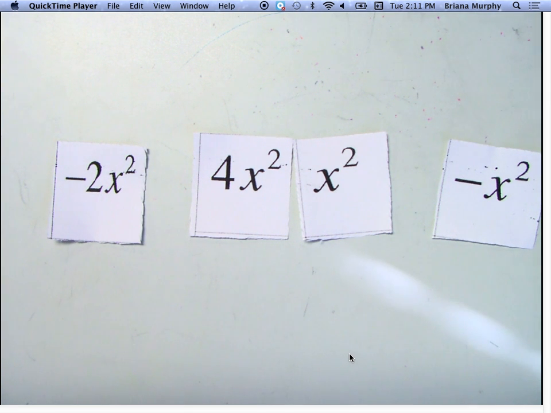So let me ask you this. If I was going to combine all these together, what would my answer be if I combined those things? What's negative 2x plus 4x? I would have 2x. 2x squared plus x squared is 3x squared. 3x squared minus x squared is 2x squared. So I end up with just 2x squared.